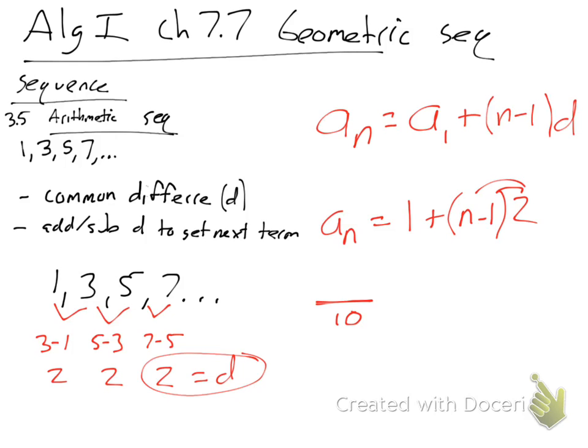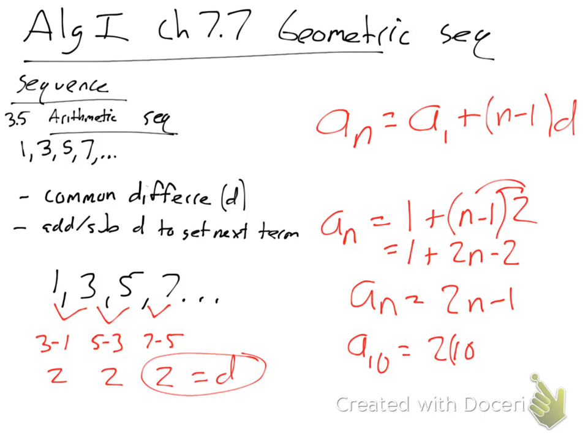And so if I distribute, I get 1 plus 2n minus 2, or 2n minus 1 is A sub n. So if I want to know the 10th term, I put in 10. 2 times 10 minus 1, which is 19. So if you were to continue that sequence that we started, 1, 3, 5, 7, to the 10th term, you would end up with 19. Ring a bell?